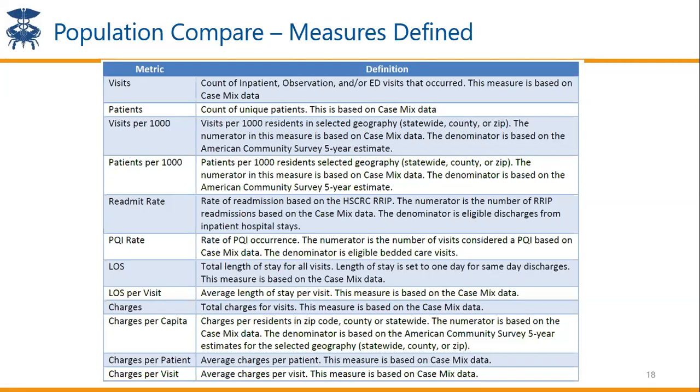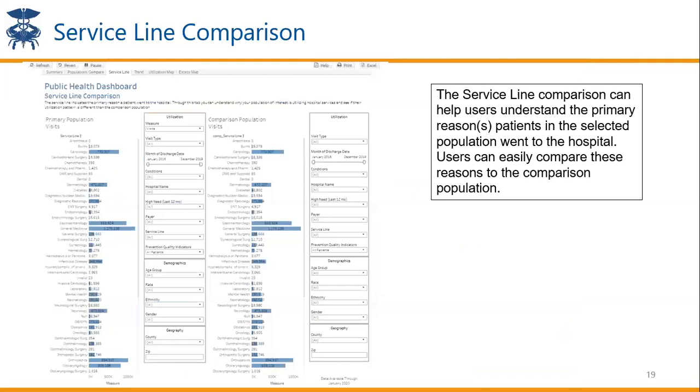Then next you have rates, so readmission rate and the prevention quality indicators rates. Also length of stay, as well as the average length of stay per visit. And then you have your charges, so total charges, and then again charges normalized by the population, as well as average charges per patient and per visit.